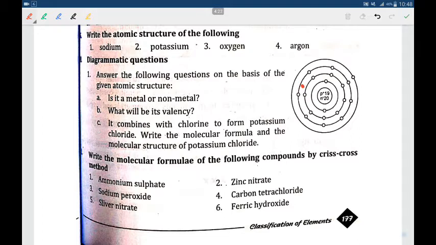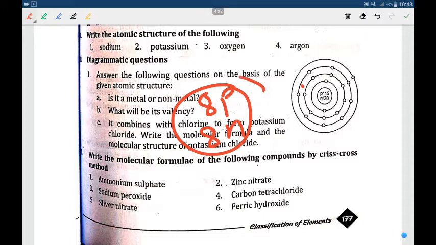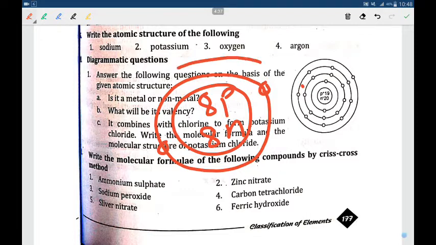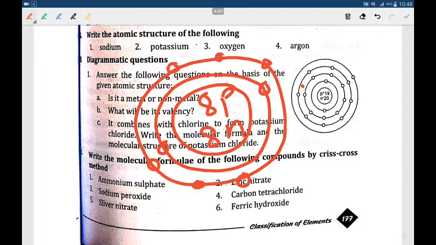Now students, oxygen. Nucleus 8 proton, 8 neutron. First orbit 1, 2 electrons, and how many are there? 1, 2, 3, 4, 5, 6. There must be 8 electrons in oxygen. 8 proton, 8 neutron, 8 electrons in oxygen.